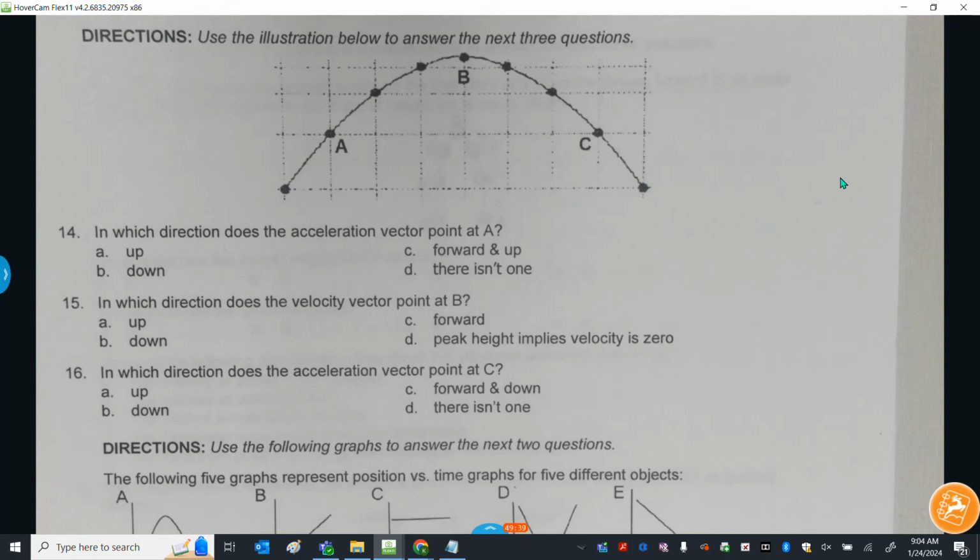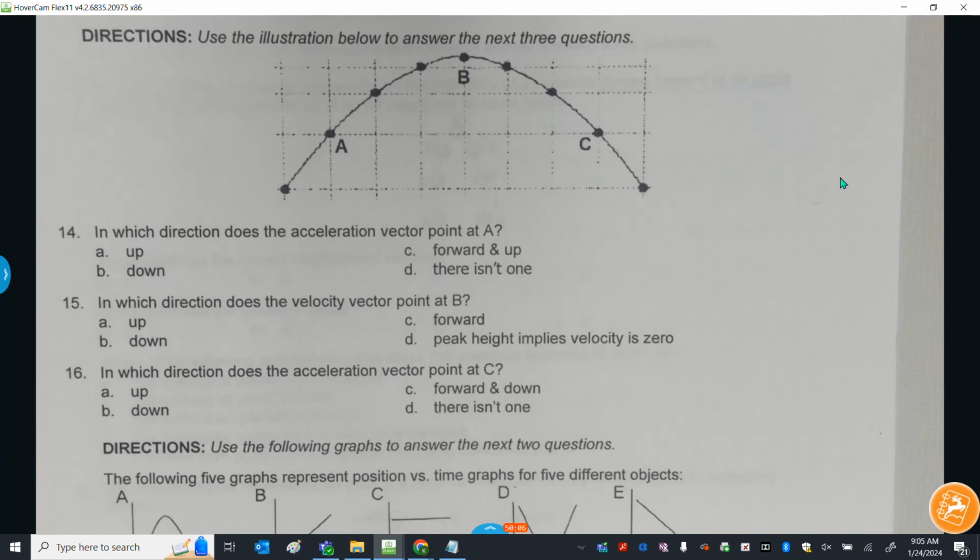Your velocity vector would be forward. If it was thrown straight up in the air, then D would be correct, because peak height does imply 0 vertical velocity. If you didn't have any horizontal component, you could pick D. But with the way this question is worded, and with the drawing very obviously moving forward, the answer that you should have selected for number 15 is C. And as I said, almost half of you put D.